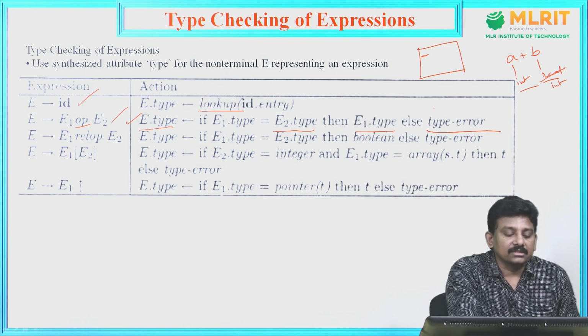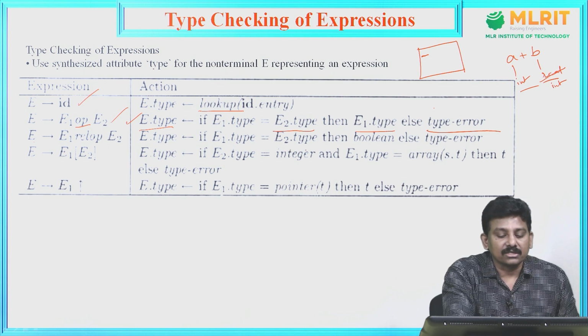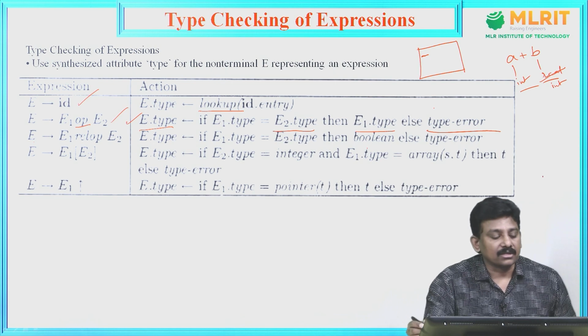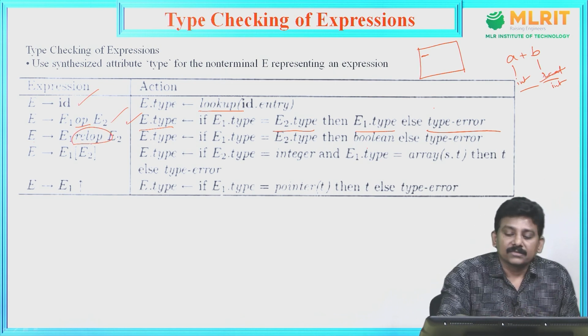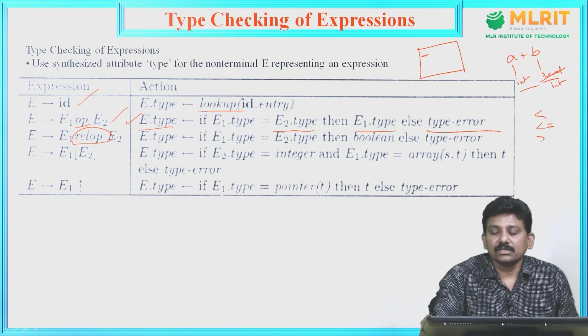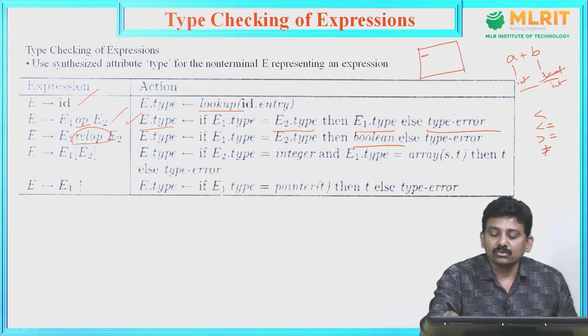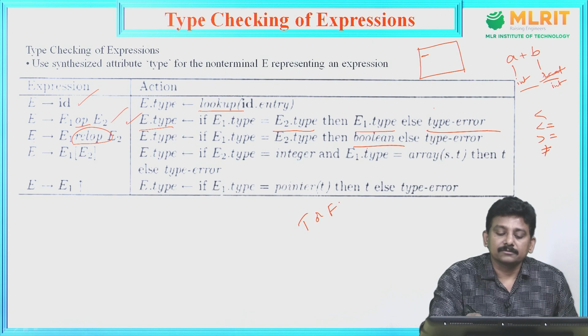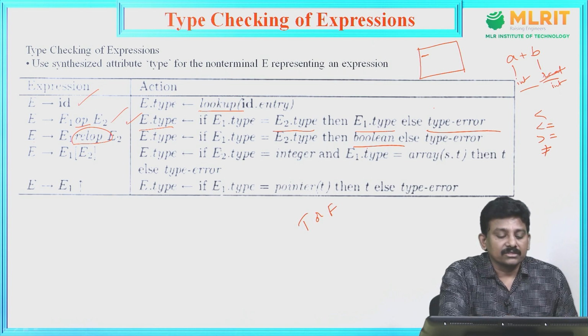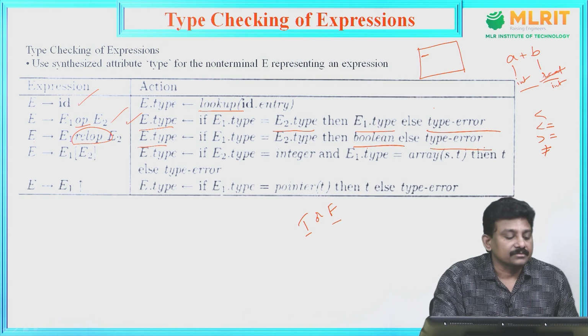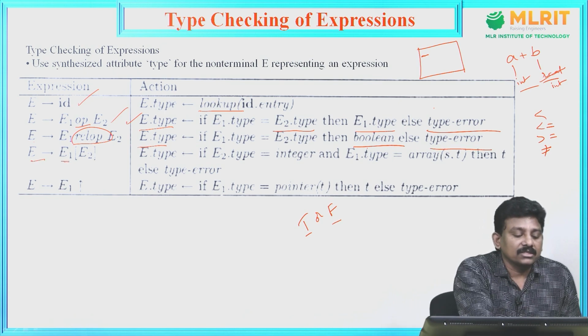E.type is: if e1.type is equal to e2.type, then boolean, else type error. Here the relational operators, that is less than or equal to, greater than or equal to, and not equal to, are the relational operators. The results of these operations are boolean, that means true or false, then the result of this type expression is true or false, that is assigned to e.type, else type error. Another expression, e derives e1 square bracket e2.